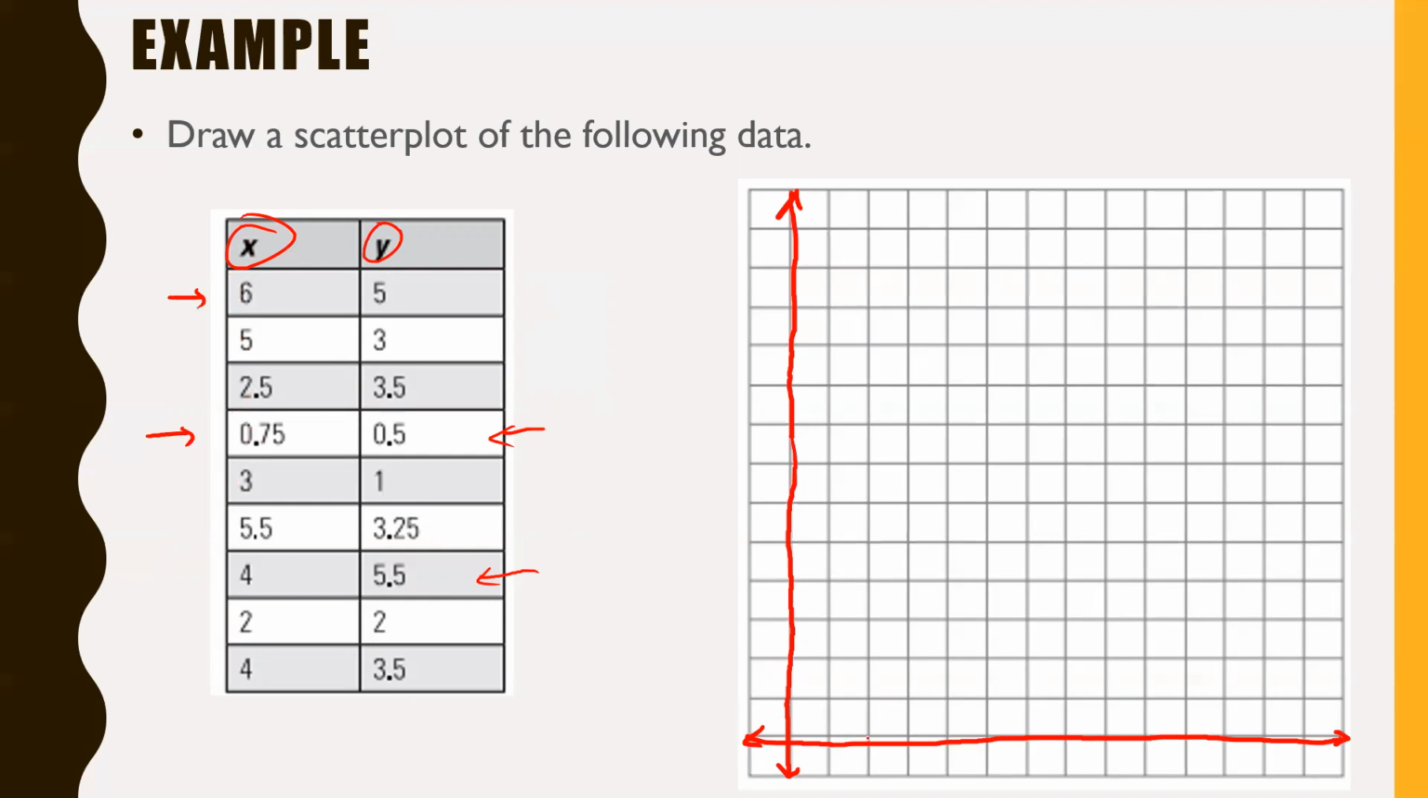So why don't I make every second block 1? So I'll say this is 1. There we go. This is 2. This is 3, 4, 5, and 6. And then likewise in my y direction, I'm going from 0.5 to 5.5. So I think I'll do the exact same scale. I'll say this is 1, this is 2, this is 3, 4, 5, and 6.